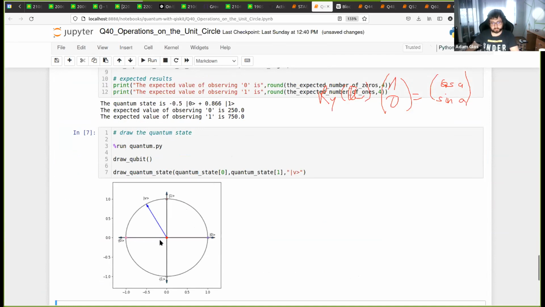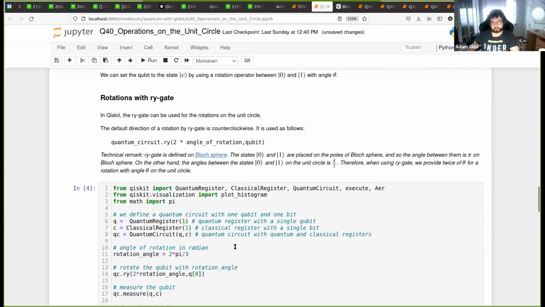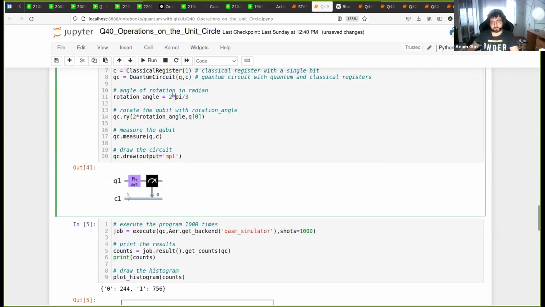Here you can also write what I wrote before, that rotating by 2 pi over 3 will give you this state starting from 0. So we can repeat this experiment for a different angle. For example, for pi over 3.